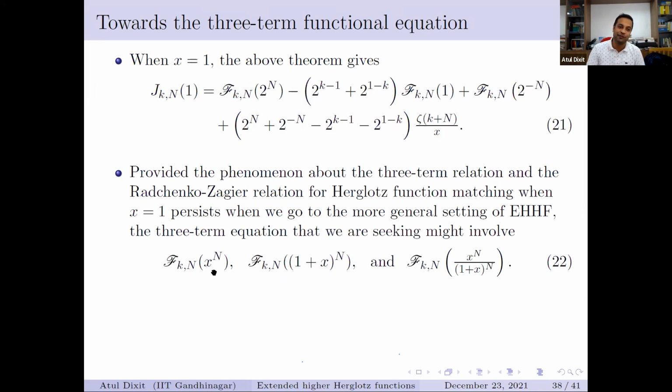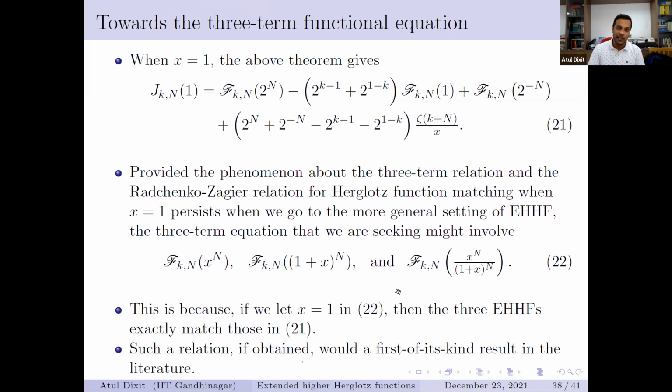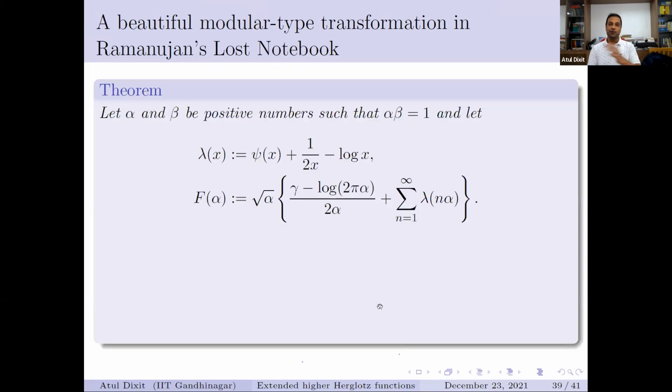So when you put capital N equal to 1, you recover the 3 ones that occur in the, and also when k is equal to 1, x, 1 plus x, and x over 1 plus x. This is what you had in Zagier's relation. Anyway, another beautiful thing, I would like to end this talk with the formula of Ramanujan.